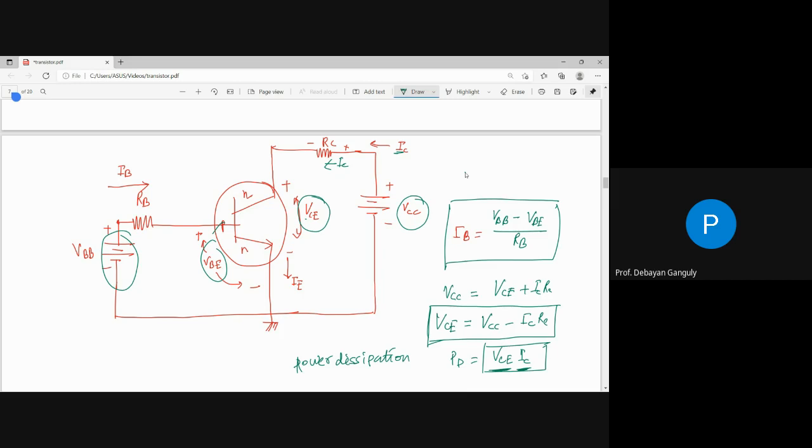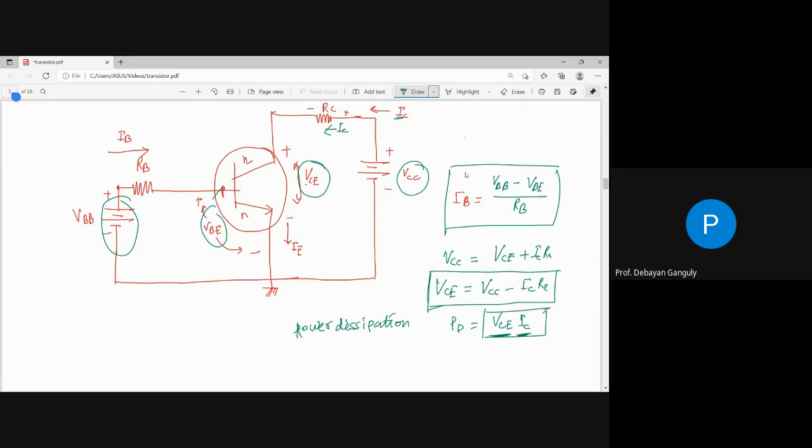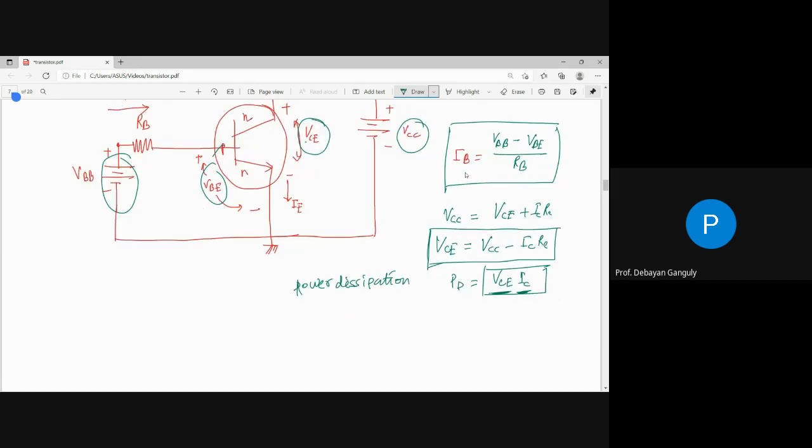So now you can say that, say a circuit is given like that. So I think you should be clear about that.